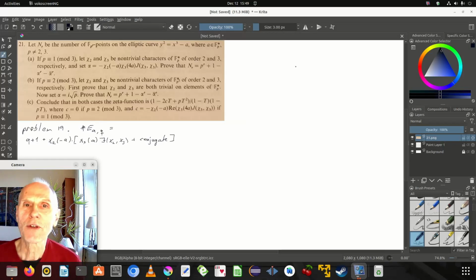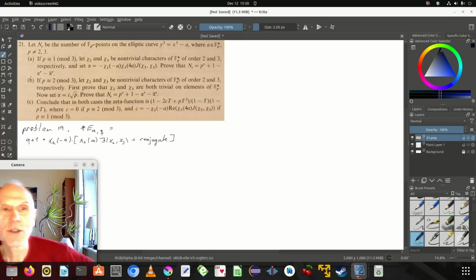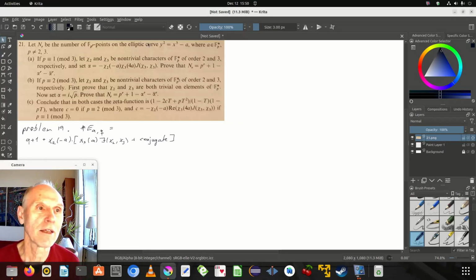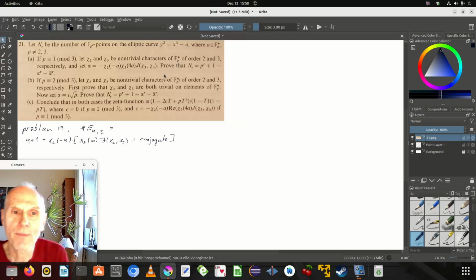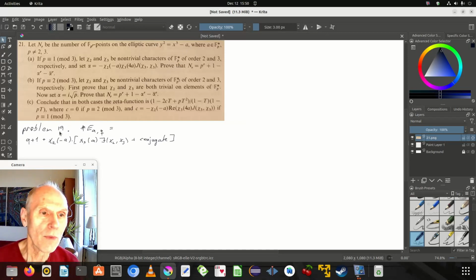Hello, December the 12th. Let's get started on problem 21, where we will assemble problems 19 and 20 to find the zeta function of this kind of elliptic curve. N_r I have taken from problem 19, the number of points on the elliptic curve, which we are going to prove has a particular form.